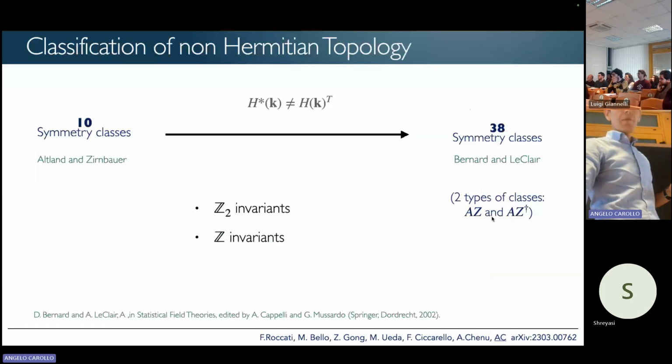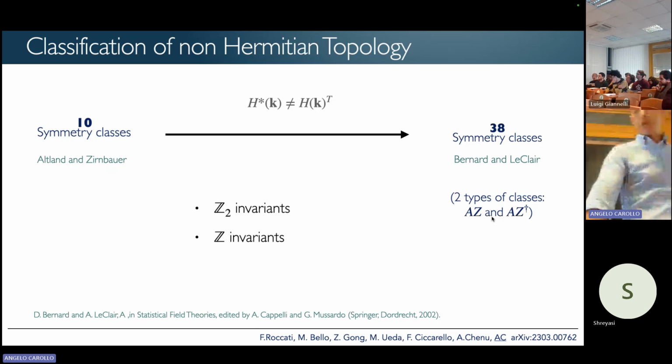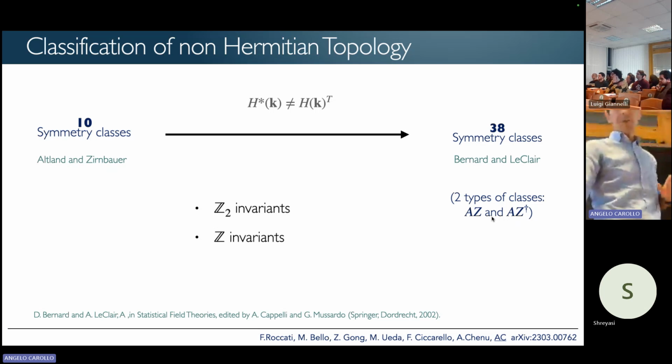Of course, you can go into the non-Hermitian domain, and when you have the non-Hermitian domain, because complex conjugation doesn't coincide with transposition, you have a proliferation of symmetries, and then you go from 10 symmetry classes to 38 symmetry classes. You have many more possible types of topological objects, which are called the Bernard-LeClair topological classes. But don't worry, we are not going into that.